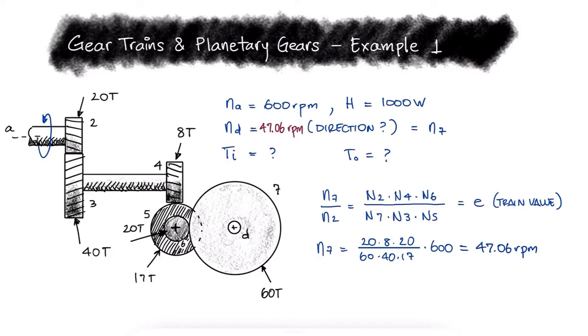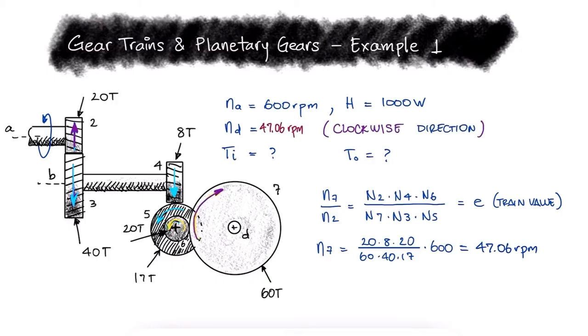To answer the direction question, we see that the front face of gear 2 is going upward, gear 3 is therefore going downward, as is gear 4 since they're on the same shaft B, and because of the helix angle of the helical gear 4, gear 5 would be rotating counterclockwise, and with it gear 6, and therefore gear 7 and shaft D would be rotating clockwise.